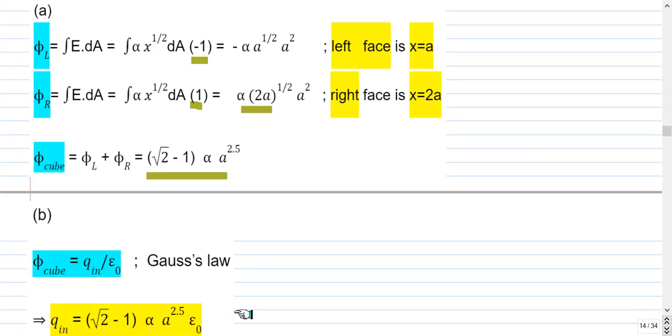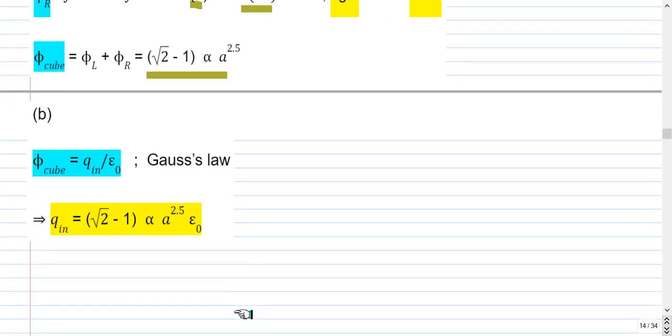Now to find the total charge present inside this cube, we can use Gauss's law, which says that the flux coming out of the cube is the total charge present inside divided by epsilon naught. We know the flux through the cube, so this multiplied by epsilon naught will give the total charge present inside. So this is the expression for the charge present inside the cube.